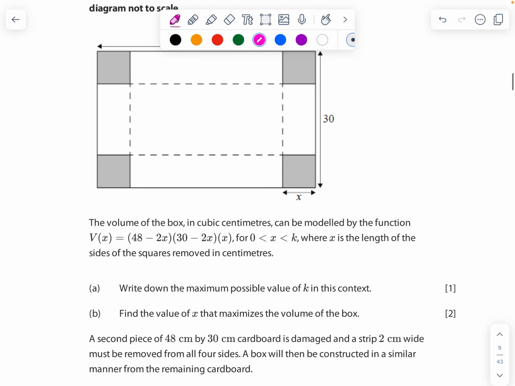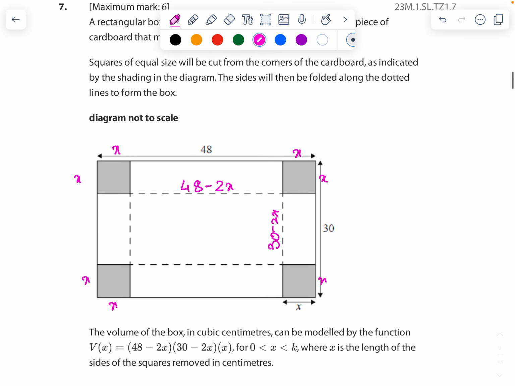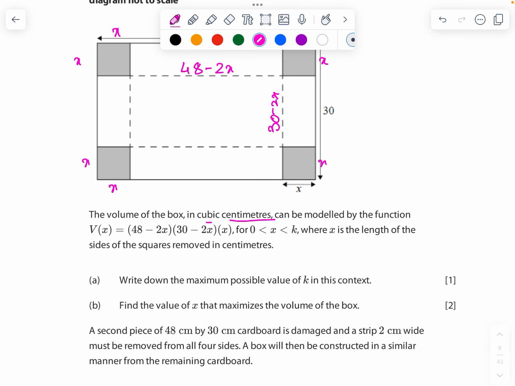Now, coming to question number 7. A rectangular box with an open top is to be constructed from a sheet of 48 centimeters by 30 centimeters. Squares of equal size are cut. So this is x, x, x, x, and x is cut from all the sides. When it is cut, this will become 48 minus 2x, and this becomes 30 minus 2x. Now the volume of the box is already given. Write down the maximum possible value of k in this context.